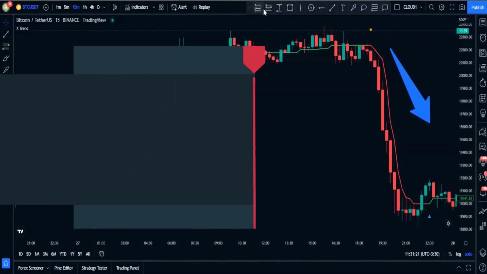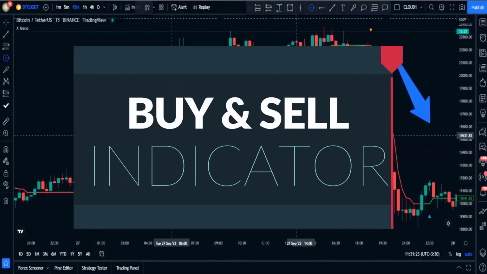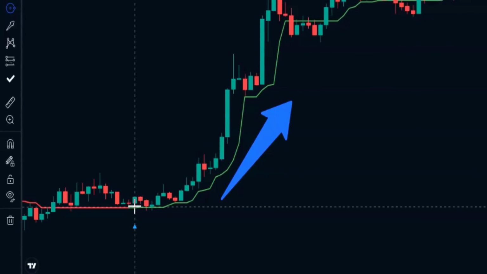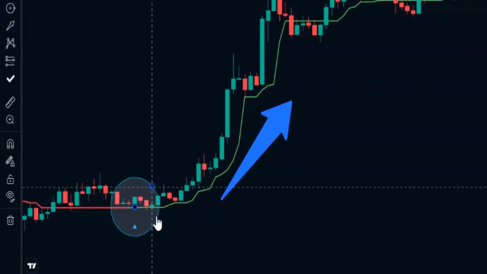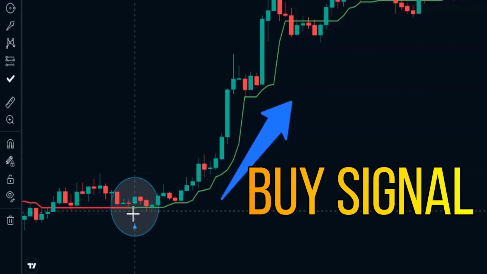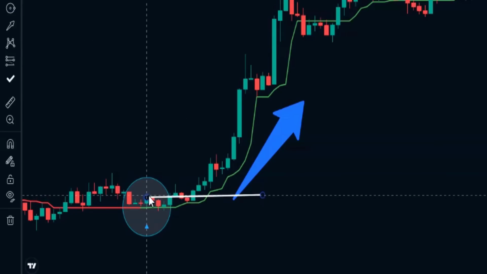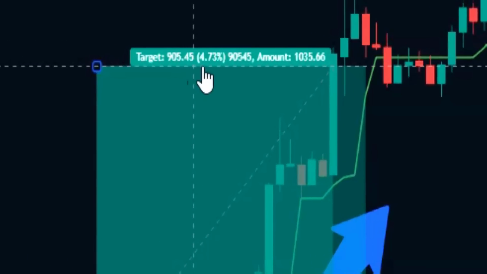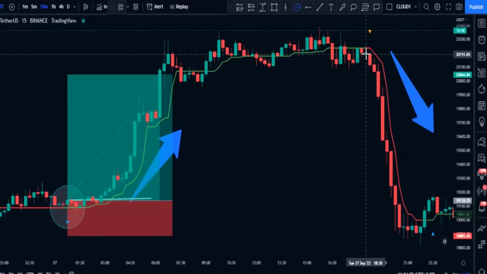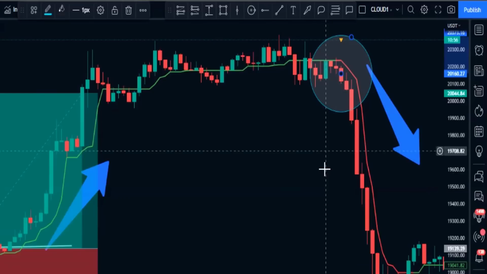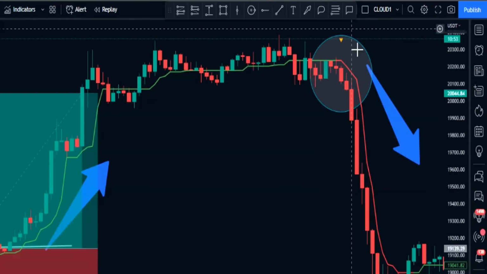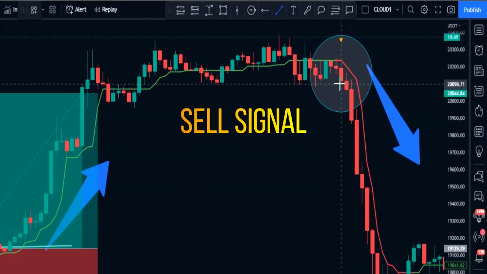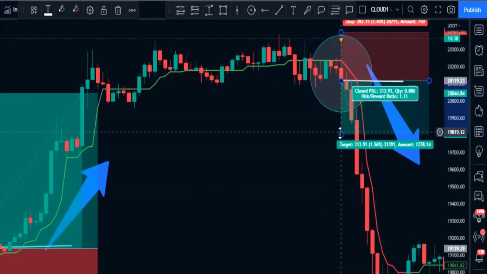The X Trend indicator is a simple buy and sell indicator, which means that when you have a blue triangle below the candlestick and the candlestick is above the X Trend indicator, it is a buy signal and you can trade at the close of the trigger candlestick, just like this example, and see how profitable it is. And whenever you have a triangle above the candle and the candlestick is below the X Trend indicator line and the line is red, it is a sell signal and you can trade at the close of the trigger candlestick, just like this example.